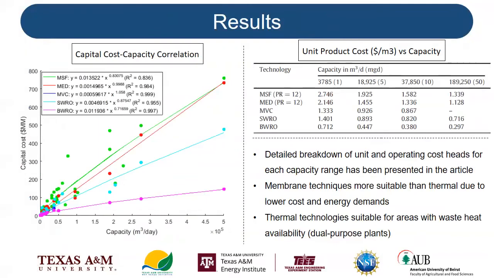We have the capital cost capacity correlations developed, and as I said, this was done from over 100 publications on cost data. Then we have the unit product cost versus capacity, the detailed breakdown of unit and operating cost heads for each capacity range. Membrane techniques are more suitable than thermal due to lower cost. The thermal technology is suitable for areas with waste heat availability, dual purpose plants. These were some of the key results that we got from this research.